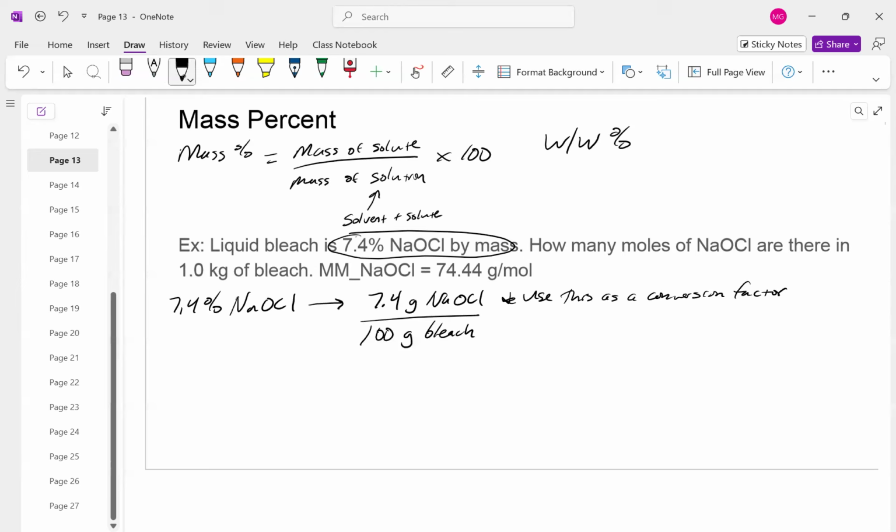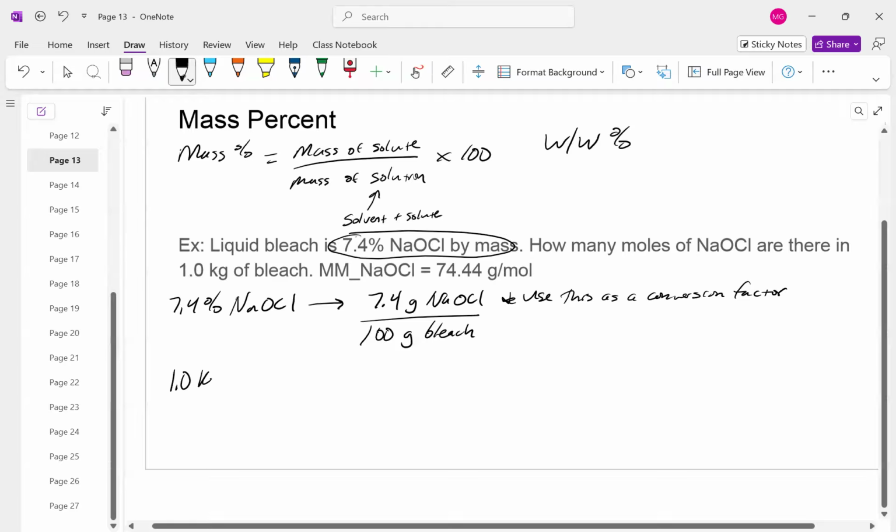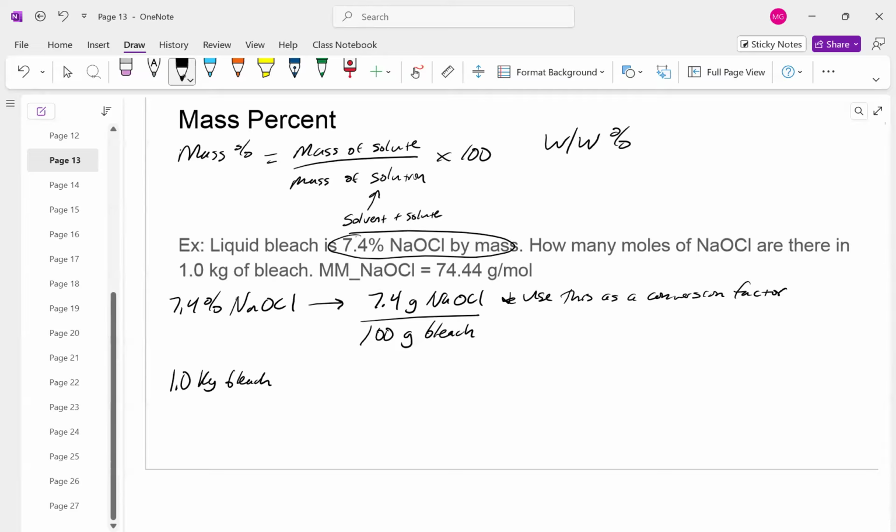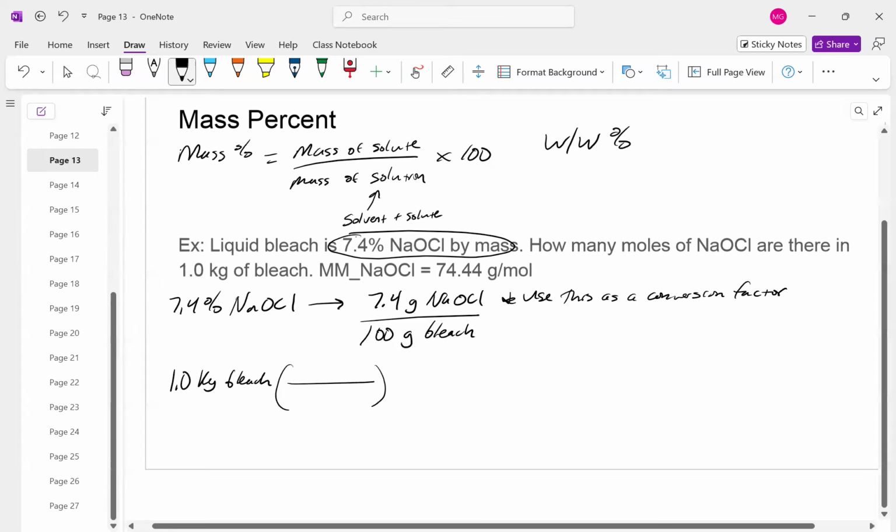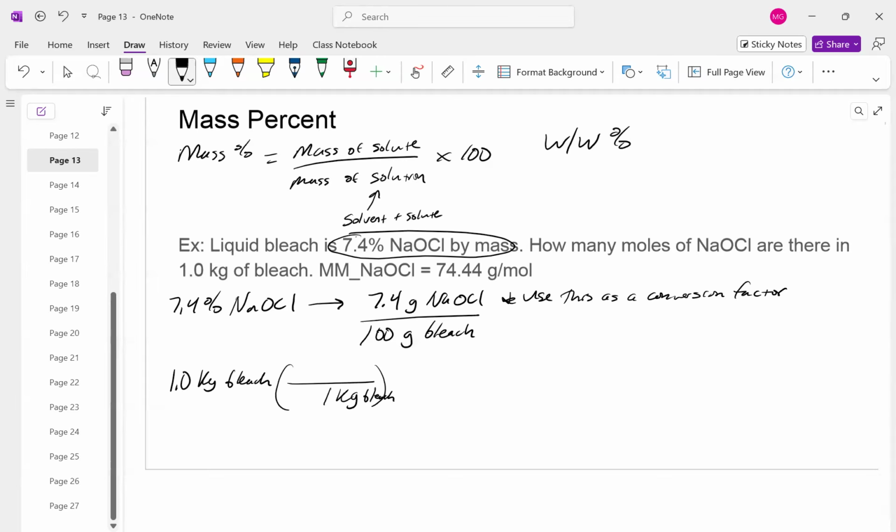So let's start with what we're given. We're given 1 kilogram of bleach. And we'll want to get down to grams. So that'll be our first conversion here. So kilograms of bleach on the bottom. And then there's 1,000 grams of bleach.